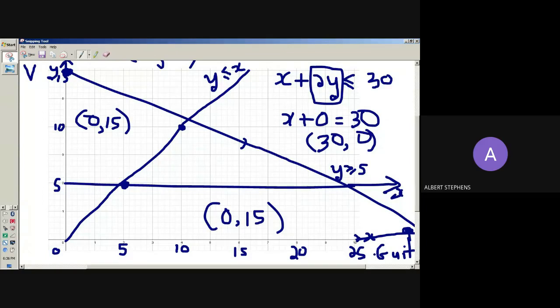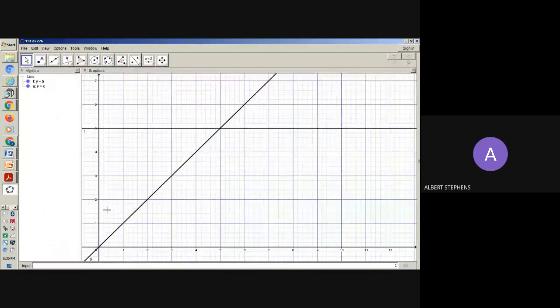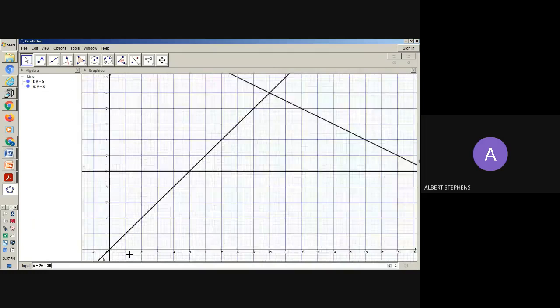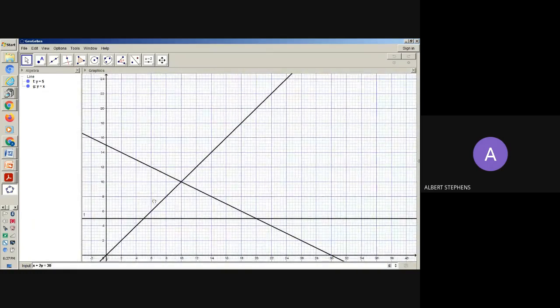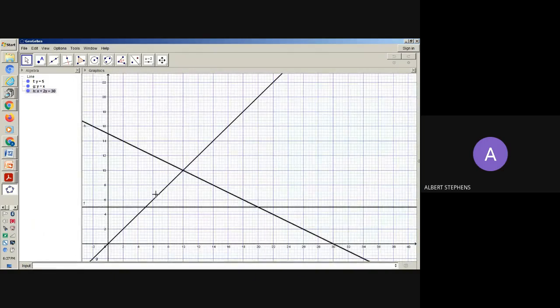Anyways, let me try to draw this on my computer. The only problem I have with my computer here is that I don't have the values, but the computer can actually draw it. So it's x plus 2y equals 30. Whoa! So that's what it's supposed to look like. That's what you're supposed to have.